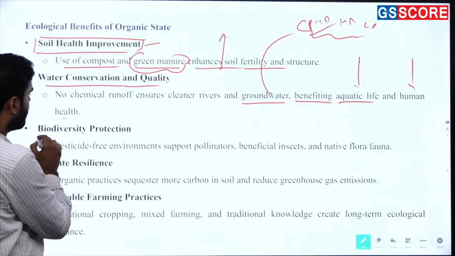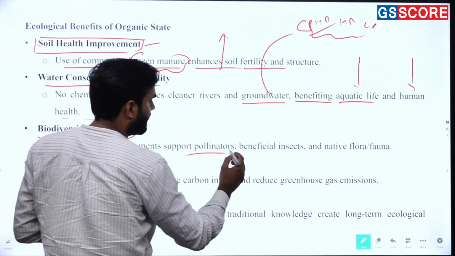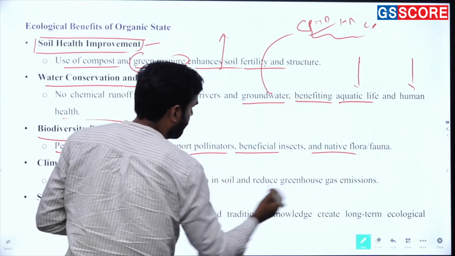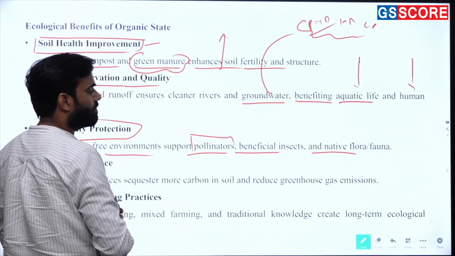Next, biodiversity protection. You know that a pesticide-free environment supports pollinators, beneficial insects and native flora and fauna. A number of times UPSC has asked questions regarding pollinators.